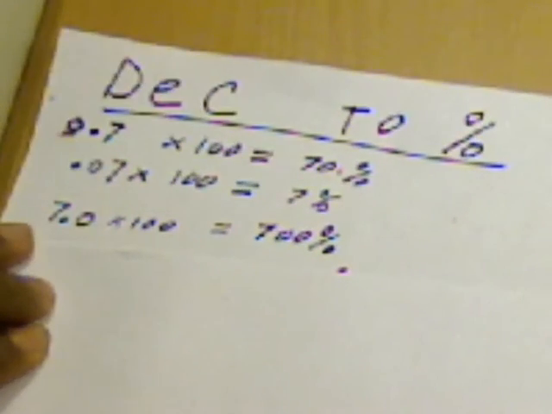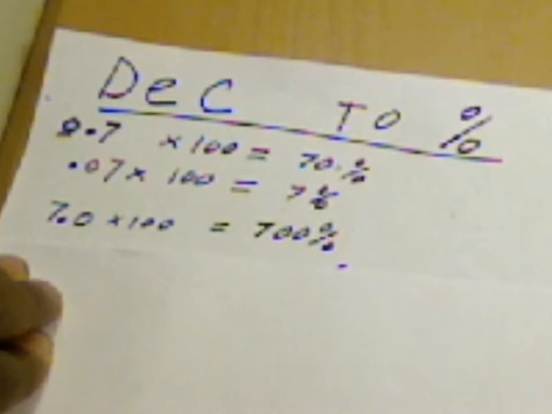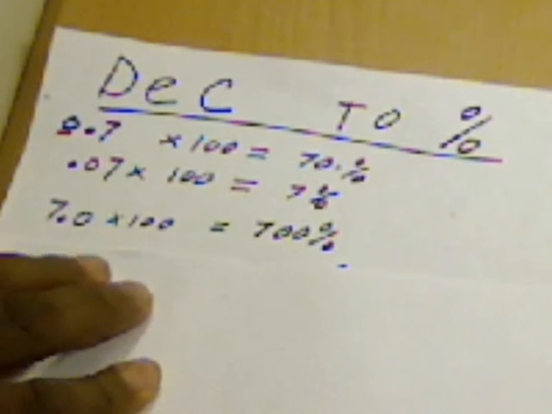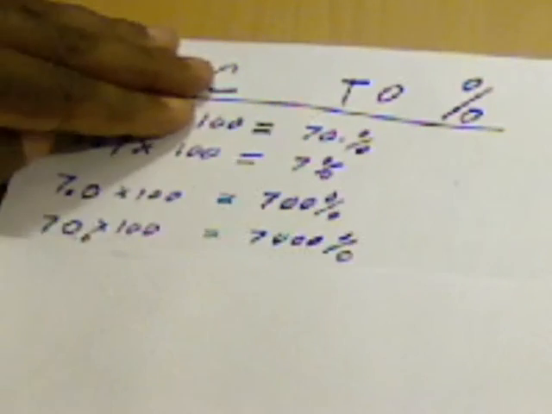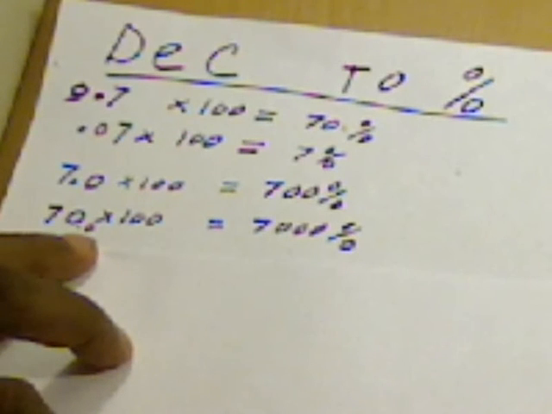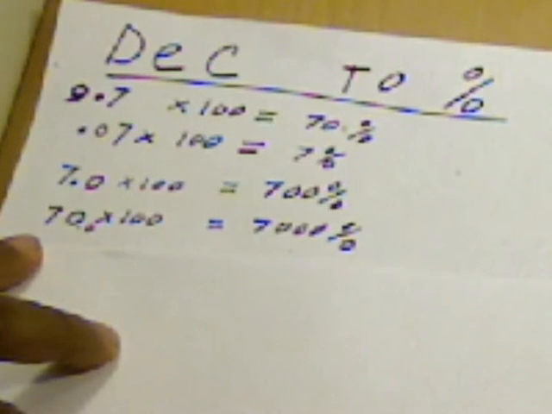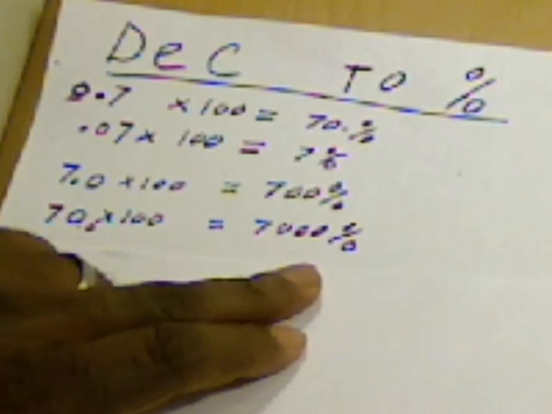Next one is what happens when I have a number bigger than 1. Like 7, for example. 7.0, again, there is no real difference between 7 and 7.0. But to convert from a decimal to a percentage, I'm going to still multiply by 100 like I've been doing. So 7.0 times 100 gives you 700%. Finally, if I have 70, or if you can see this here in red, that's a little 0. So 70 or 70.0 multiplied by 100 gives you 7,000%.